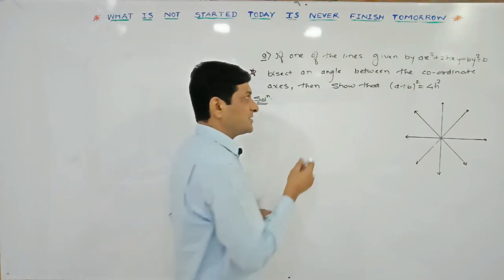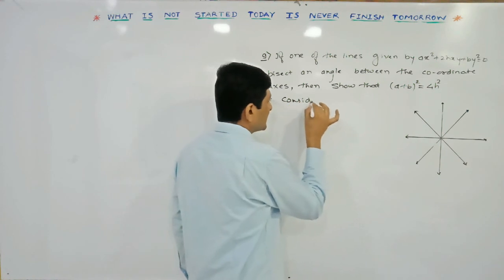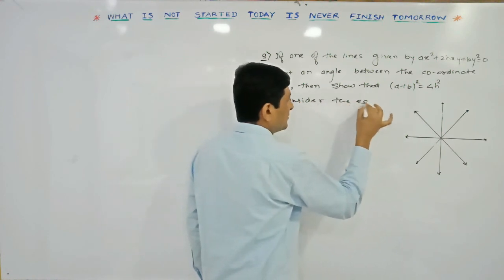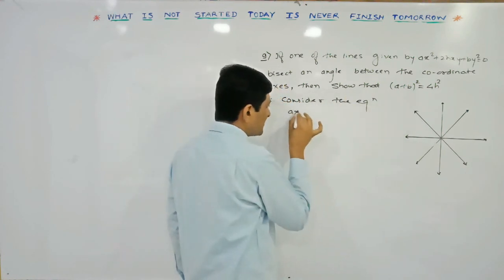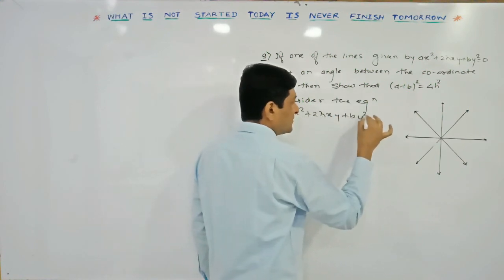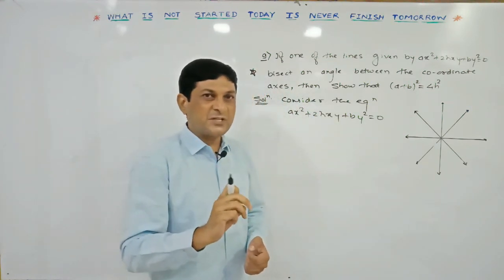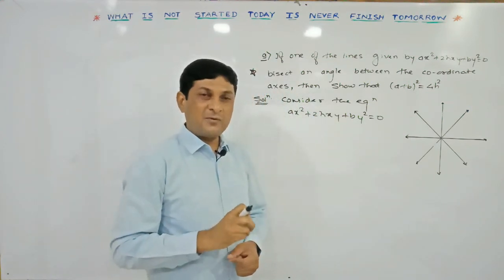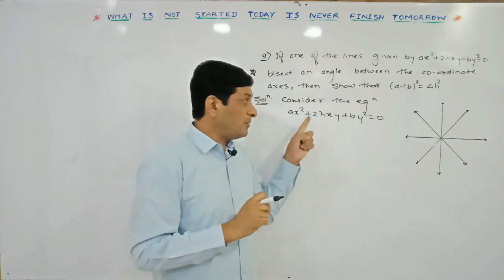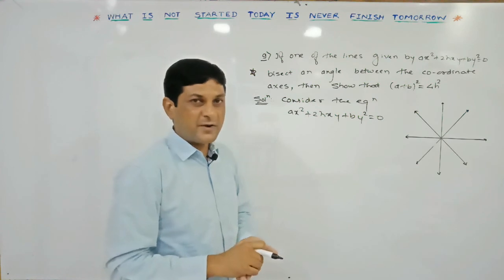So first we are considering this equation. So consider the equation. What is the given equation here? ax square plus 2hxy plus by square is equal to 0. Now we know that this homogeneous equation always represents what? A pair of lines, and our given condition is that one of the lines represented by this equation bisects the angle between what? Coordinate axes.